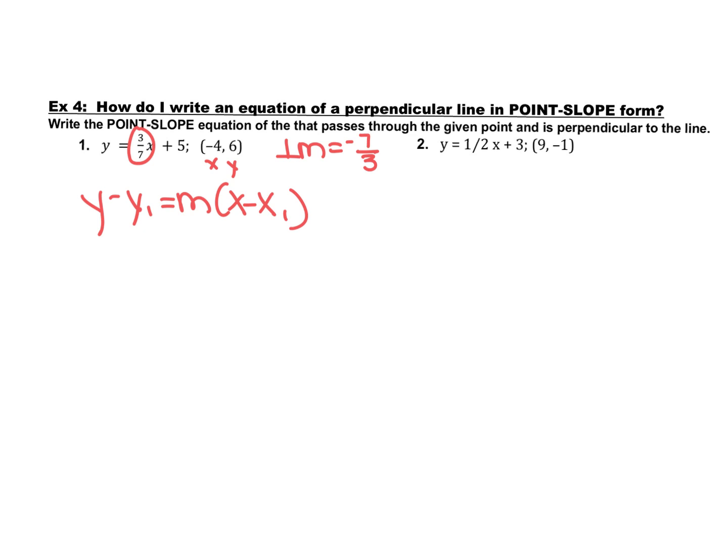All right, so we're going to plug in what we know. And so we have y minus, well, y is 6, is equal to our slope of negative 7 over 3 times x minus negative 4, so it's going to be plus 4.